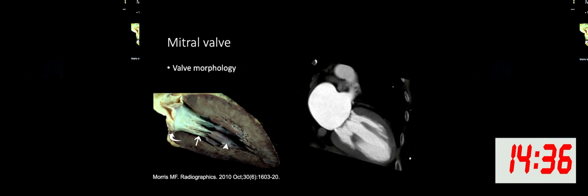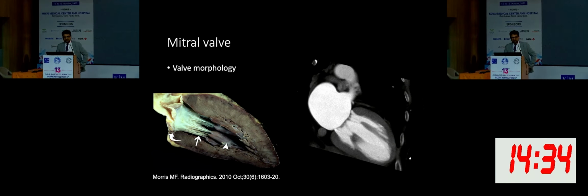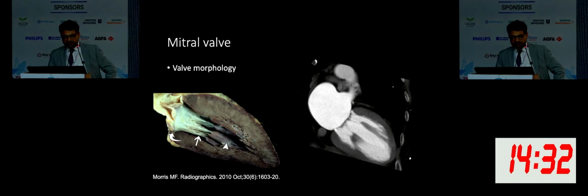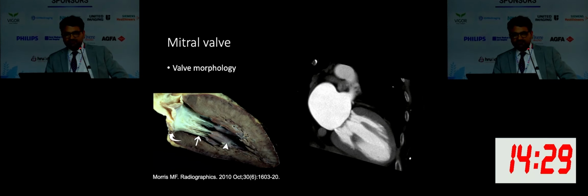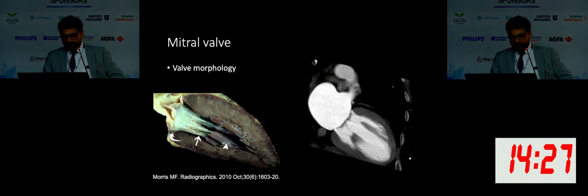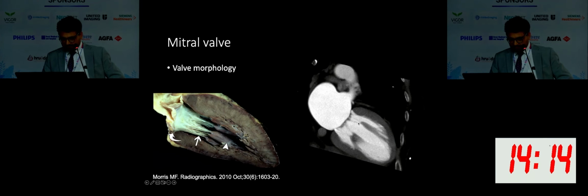So the mitral valve is an atrioventricular valve on the left side of the heart, between the left atrium and left ventricle. It's composed of the annulus, two leaflets, and the subvalvular apparatus, which consists of chordae tendineae and papillary muscles. This is an explanted image from a publication. This is a similar plain CT image, and we can see there is an annulus which has some calcification. These are the leaflets. The valve is closed, so it's probably systole, and we see papillary muscles and chordae tendineae.